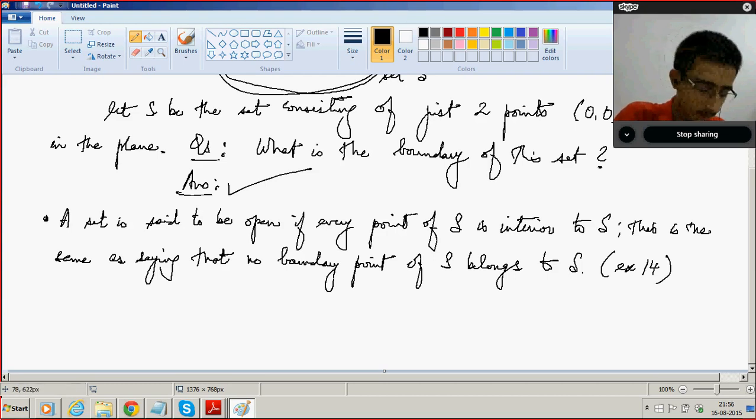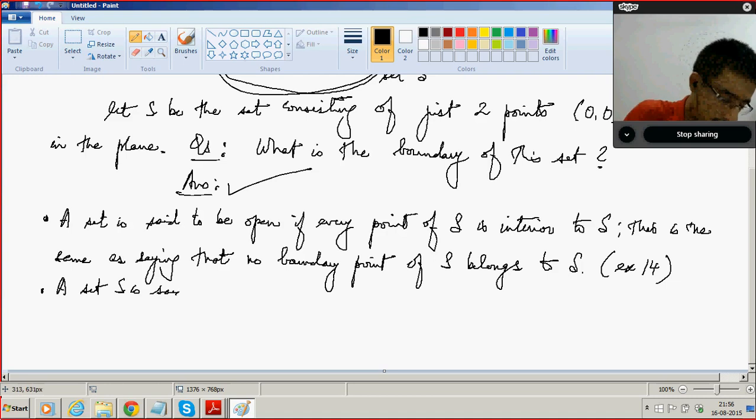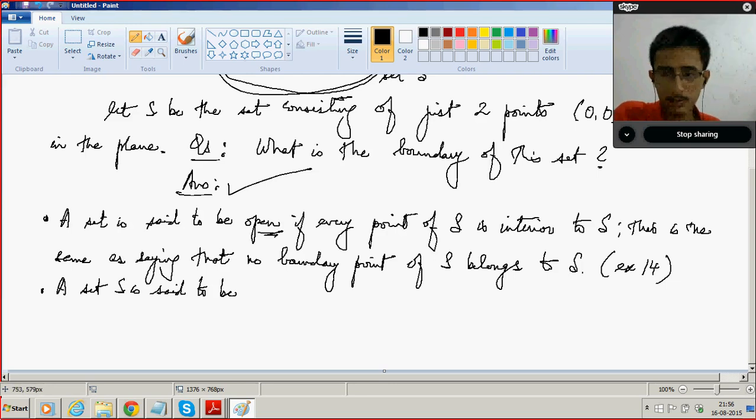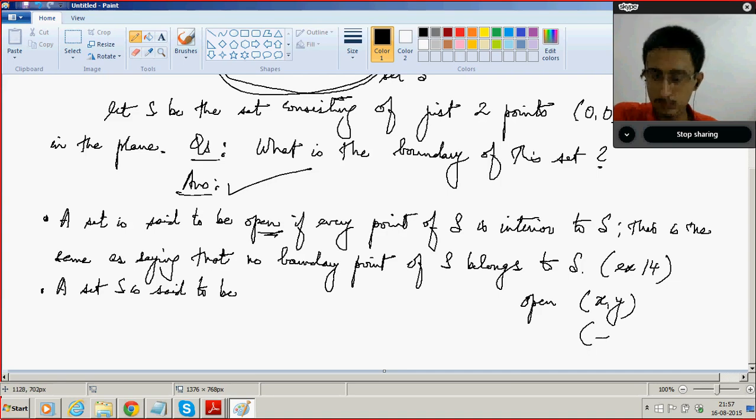Next, a set S is said to be... so open is like, what does open remind you of? Does it ring a bell? Remember open intervals? X to Y, minus infinity to infinity. This is an open interval. There's no boundary. Okay? Then there are closed intervals also.